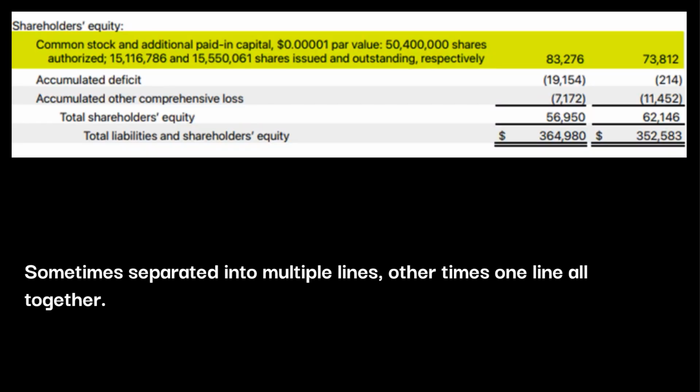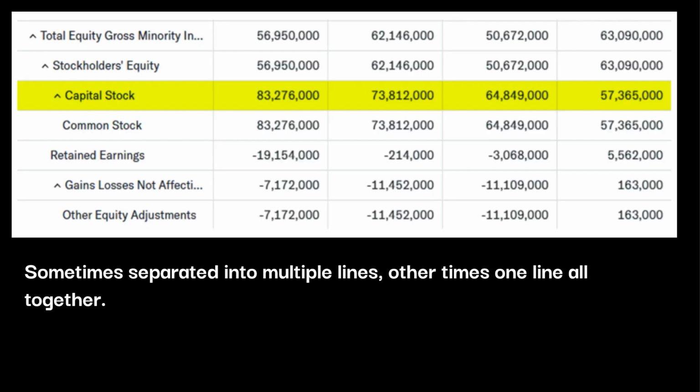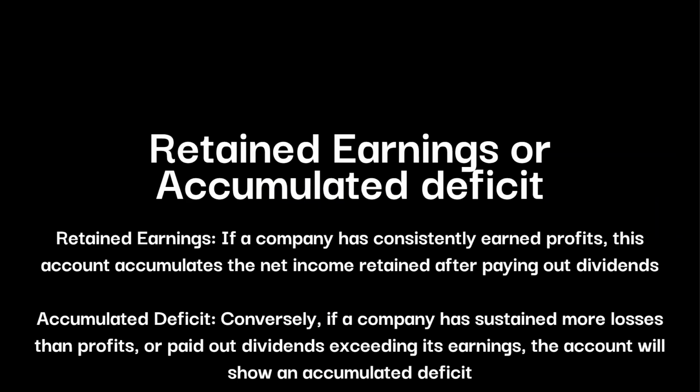So you can see how this is over here, right? You get the value of 83,276. Sometimes these are going to be separated into multiple lines. Other times it's all lumped together in one line. So you can see that over here. And then you can see on Yahoo, it's common stock, but then it's rolled up into capital stock, which is 83,276.